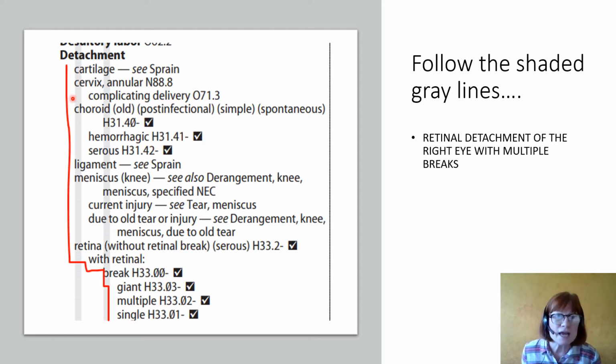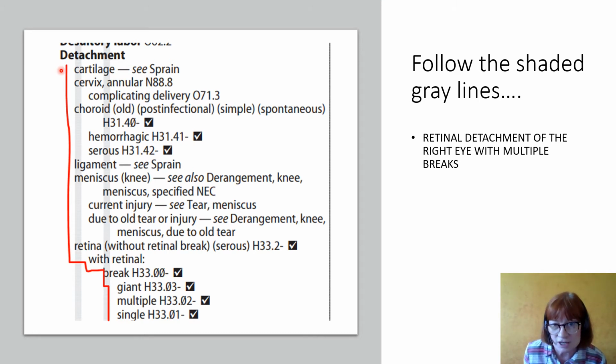Now, take note, in every single page of our index are these two shaded gray lines. They are there for a reason. They are there to help guide our eyes to properly read the index, to lead us to the correct code, to verify it in the tabular. If you get this understanding and practice with it, this is foundational. This is Coding 101 Basics, and it will help lead you to that correct code.